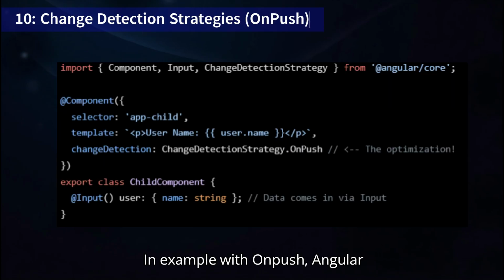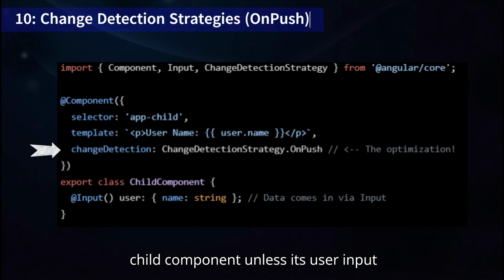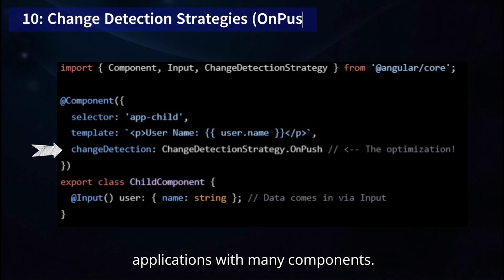For example, with OnPush, Angular is smart. It won't re-render a child component unless its input actually changes or an event happens inside it. This avoids unnecessary checks and boosts performance, especially in large applications with many components.